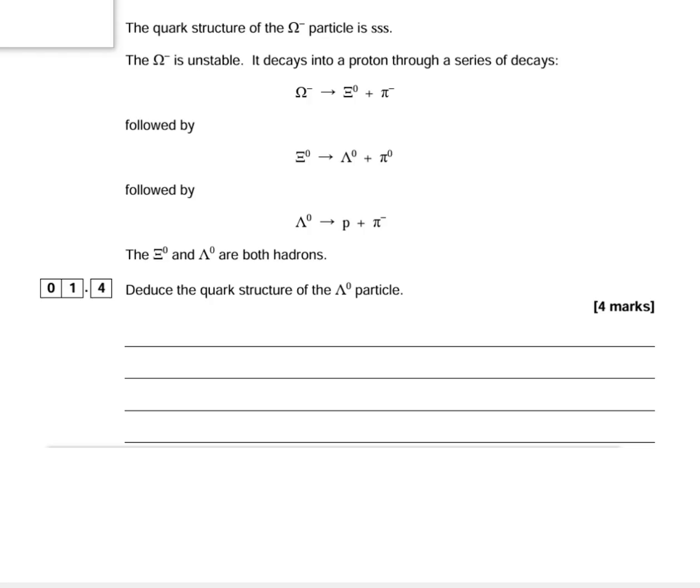Hello, Ziad. So this was a question on 2023 about quark structures. They gave you some random quarks that you've never seen. The quark structure of the omega negative particle is SSS. The omega negative is unstable. It decays into a proton through a series of decays. So it's unstable and it just changes internally. So that must mean it's a weak interaction.